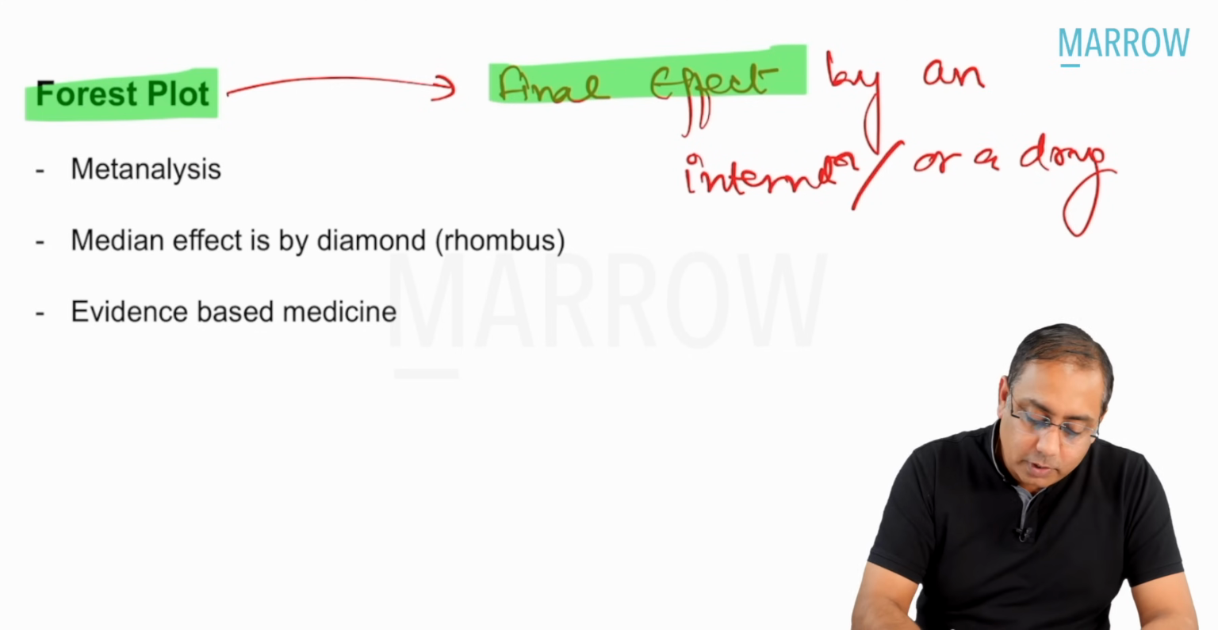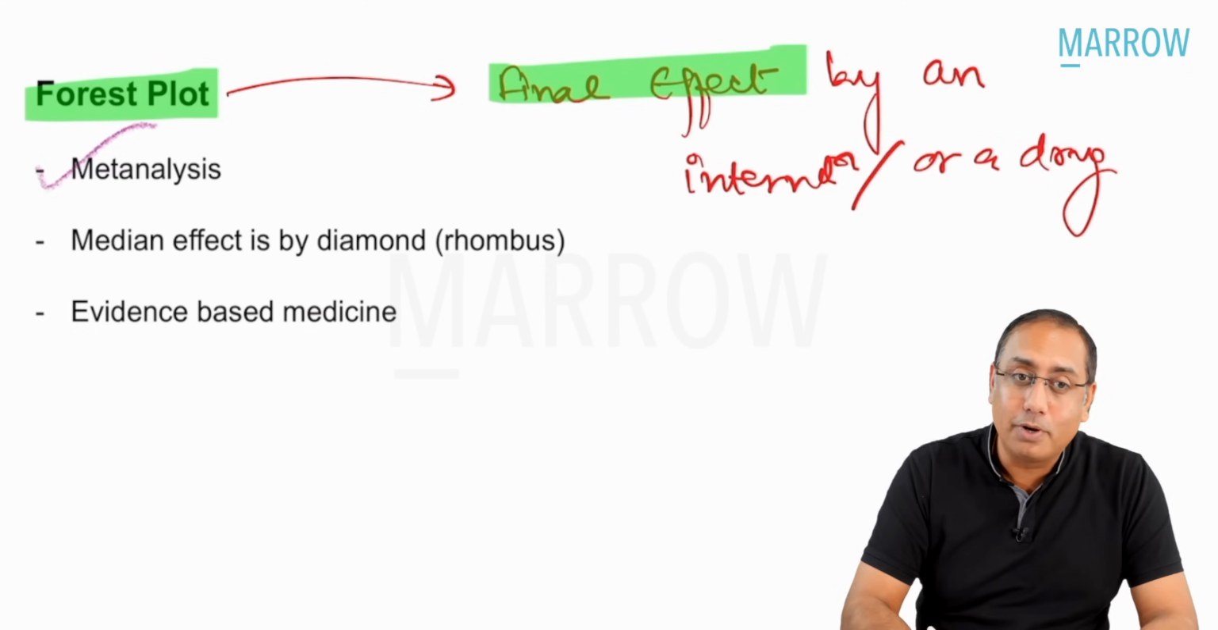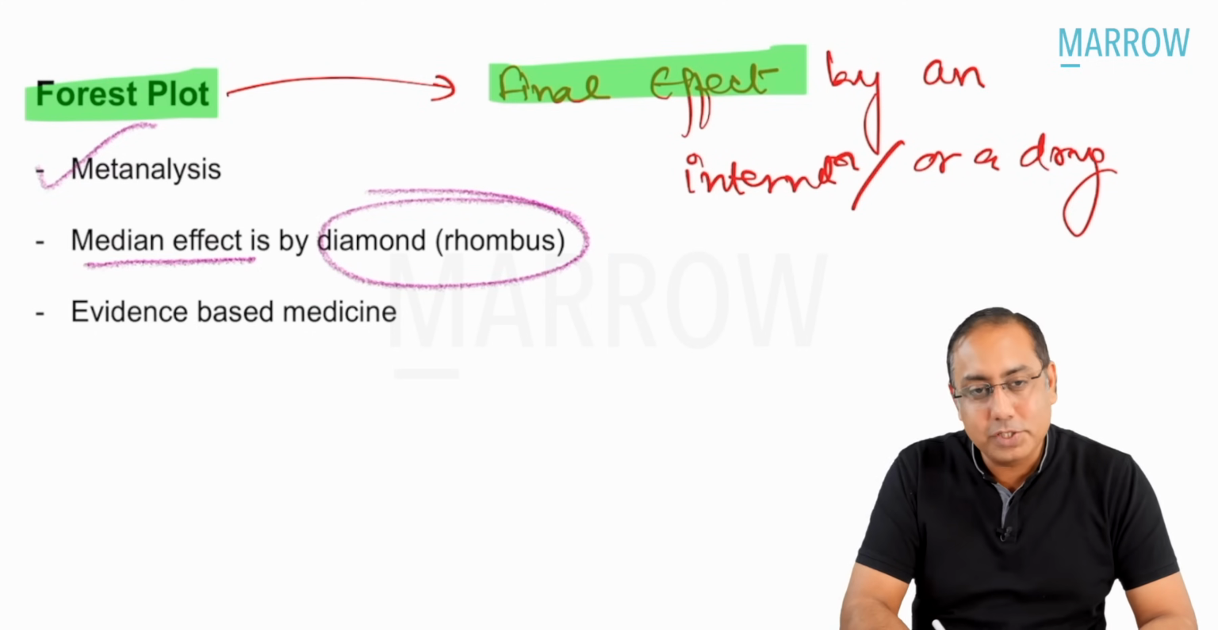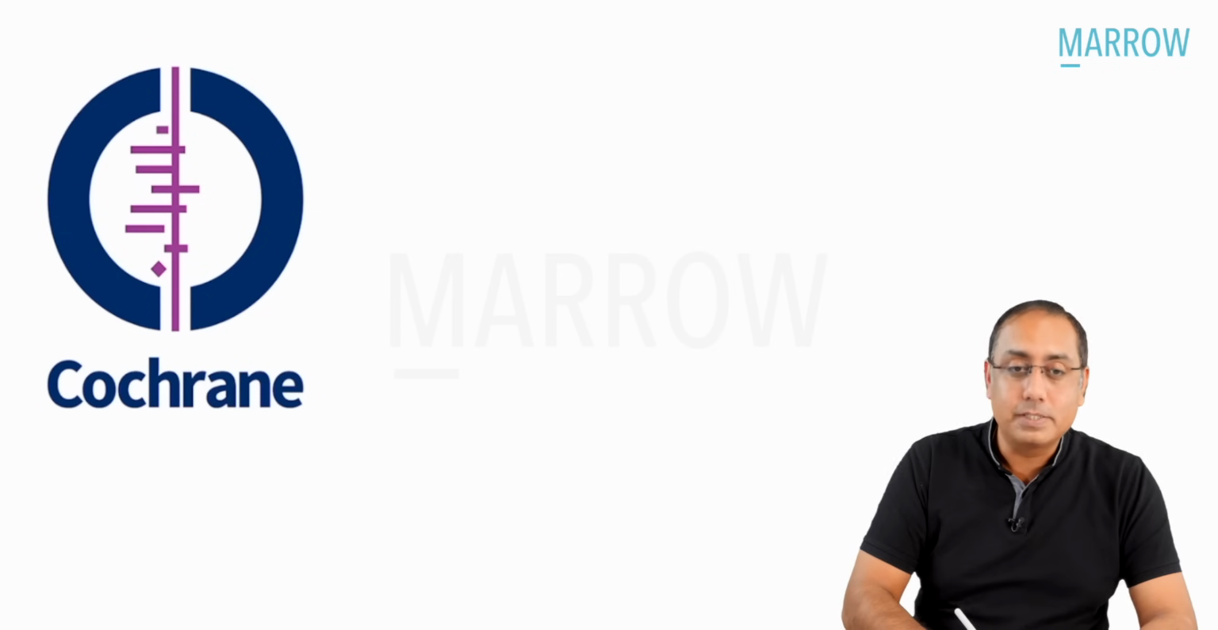Where do we plot a forest plot? In meta-analysis. In meta-analysis, we plot a forest plot, and the median effect is always shown with the diamond or rhombus shape. It is used in evidence-based medicine.